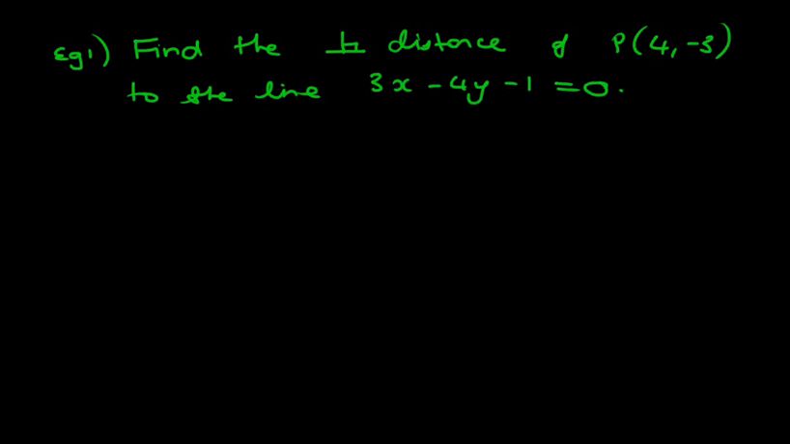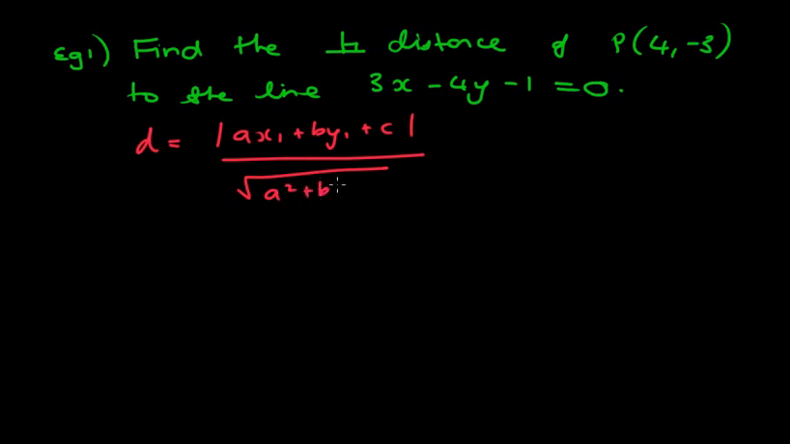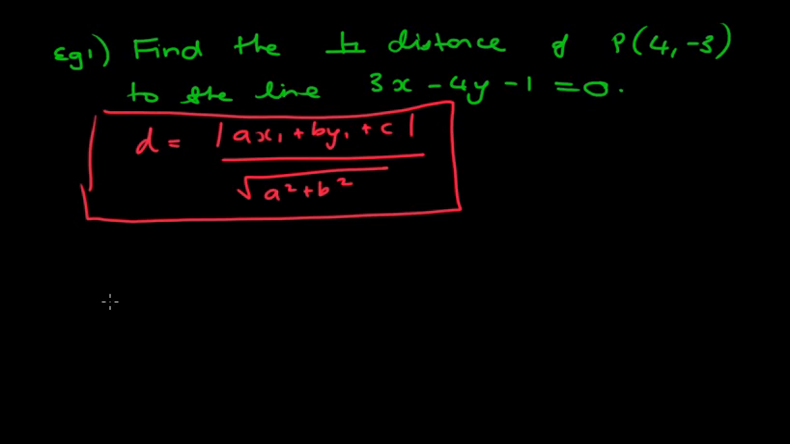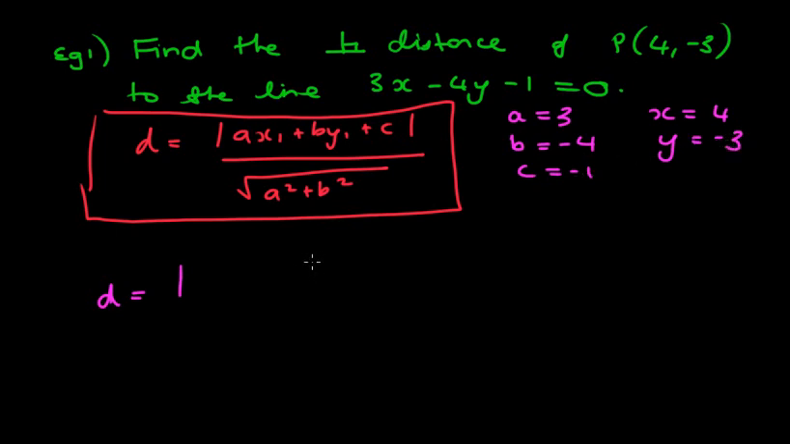So I've given you a slightly easier question in terms of I've given the equation in the form of general form. So let's look at the formula. It's the absolute value of ax1 plus by1 plus c all over the square root of a squared plus b squared. So that's my formula that we need to remember. And it should be a matter of just putting it into that formula. So some people like to put a equals 3, b equals -4, c equals -1. You might even put x equals 4 and y equals -3. But once you start getting good at it, guys, you probably don't need to do that.